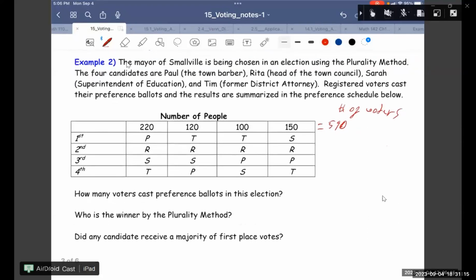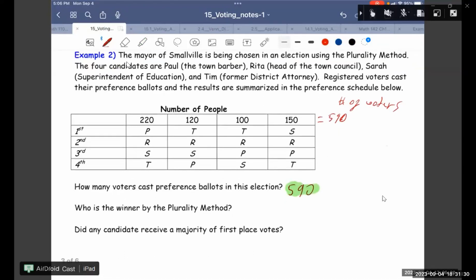So how many voters cast a ballot? We know that it is 590. So who is the winner by plurality method? We can see this: Paul has 220. So this one had 220. And this one, Sarah, has 150.